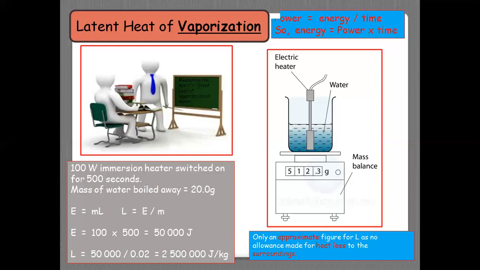So latent heat of fusion is the amount of energy that is needed to change 1 kilogram of ice to liquid, by melting. And latent heat of vaporization is the amount of energy that is needed to change 1 kilogram of liquid into gas by boiling.